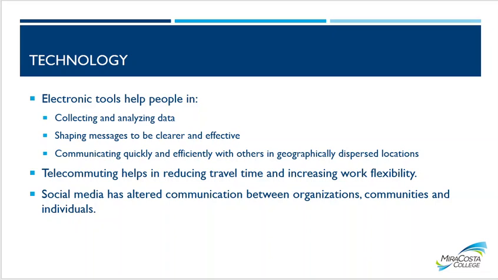And then you can look at the analytics in the report later and say, oh, subject A had 50% opens, whereas subject B had 20% opens. So then I need to shape my message and wording to be clear and effective so that the email is opened. Technology also allows communicating quickly and efficiently with others in geographically dispersed locations. Telecommuting helps in reducing travel time and increasing work flexibility.